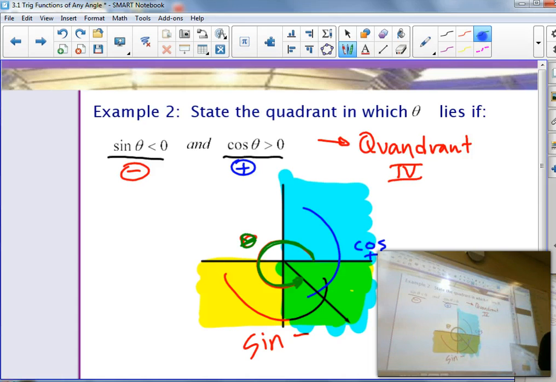Reasonable question. I won't yell at you. Why is it right there? Because the sine is negative and the cosine is positive. Yeah, theta has to be right there. It can't be over here because the cosine's not positive there. It can't be up here because the sine's not negative. This is the only place where both the sine is negative and the cosine is positive. It might not be in exactly this location, but it's somewhere in that quadrant.